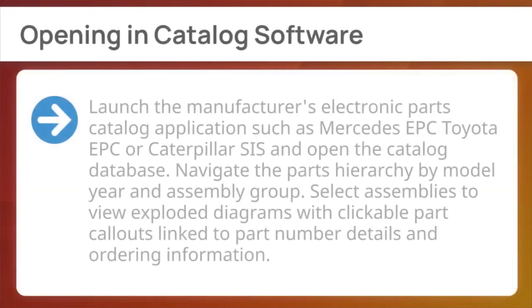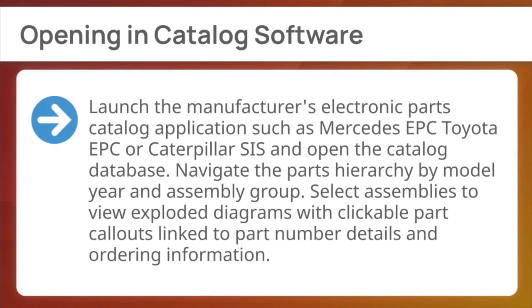First, opening in catalog software. Launch the manufacturer's electronic parts catalog application, such as Mercedes EPC, Toyota EPC, or Caterpillar SIS, and open the catalog database. Navigate the parts hierarchy by model year and assembly group. Select assemblies to view exploded diagrams with clickable part callouts, links to part number details, and ordering information.